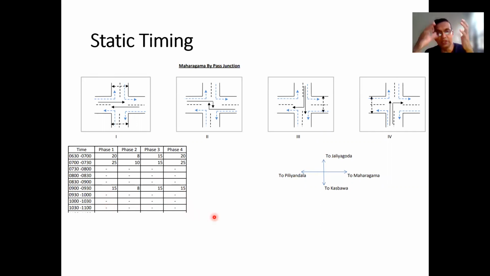Now, obviously, this is not correct. You can't have the same timing from 9 to 9:30 continue for the rest of the day and expect the best performance. And also, if you look at, say, the 6:30 to 7 timing, you can't say that this is the right timing for all 7 days of the week, because Saturday and Sunday are different from other days. There's no school traffic, right?